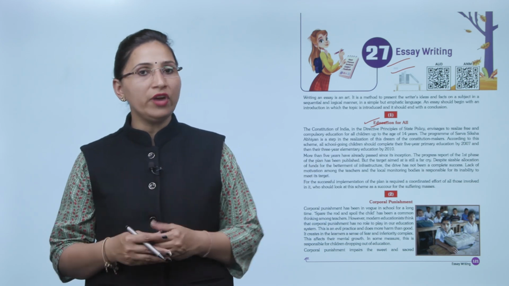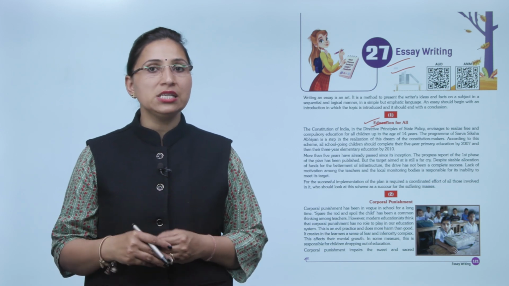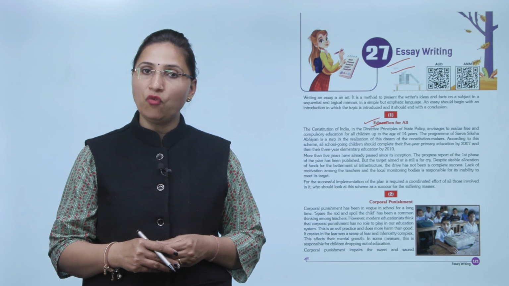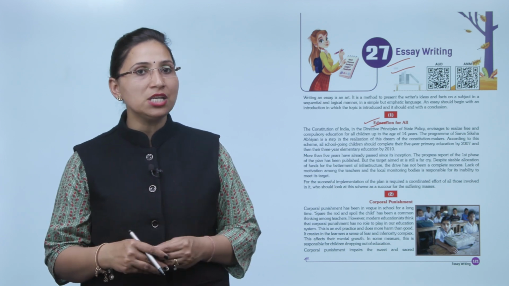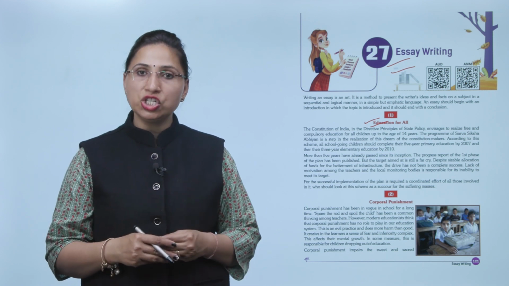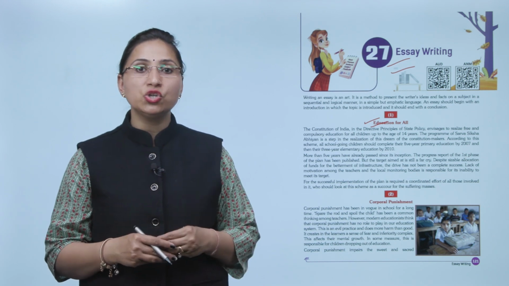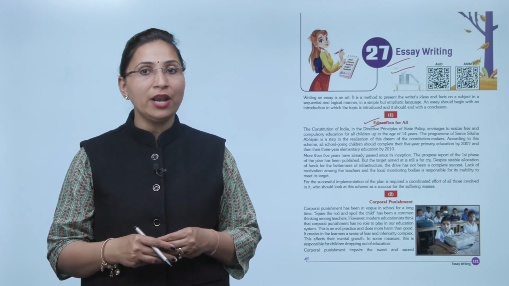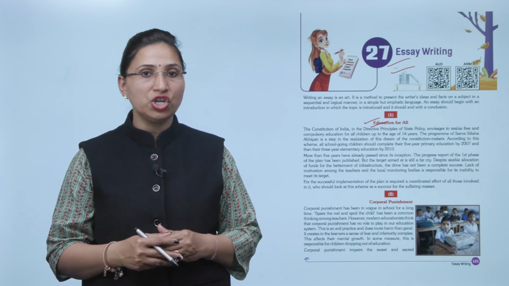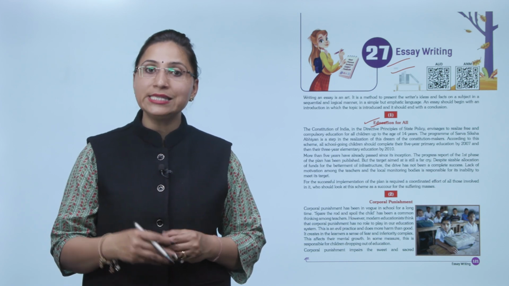The Constitution of India, in the Directive Principles of State Policy, provides to realize free and compulsory education for all children up to the age of 14 years. The program of Sarva Shiksha Abhiyan is set up in realization of the dream of the constitution makers. According to this scheme, all school-going children should complete 5 years of primary education by 2007 and then 3 years of elementary education by 2010. More than 5 years have already passed since its inception.